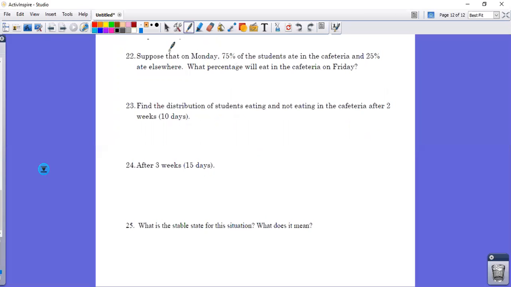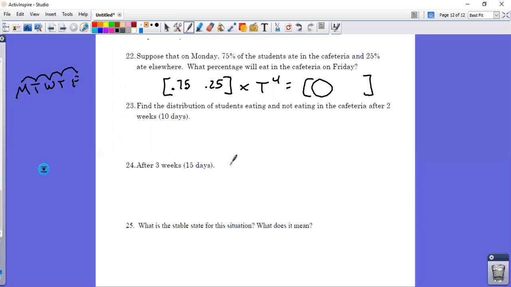So suppose that 75% of the students eat in the cafeteria. So this initial one is going to be 75 and 25, because 75 will eat in the cafeteria, so 25 must not, times your transition matrix. Monday, what percent will eat in the cafeteria on Friday? Remember, from Monday to Friday is 1, 2, 3, 4 transitions. And then what percent will eat in the cafeteria will be the first number again.